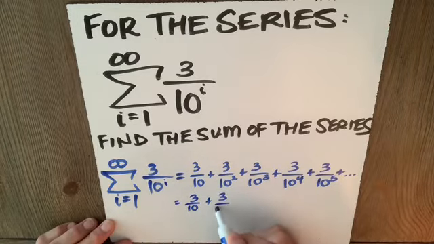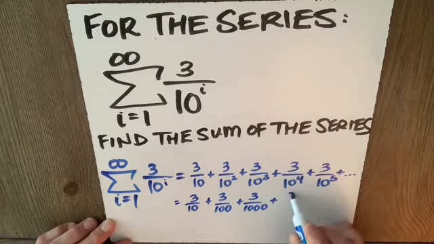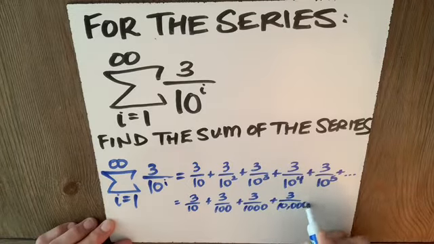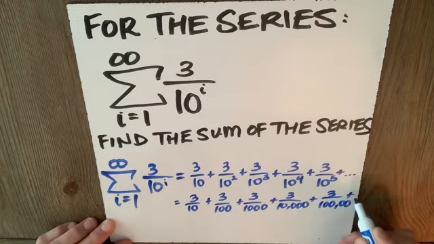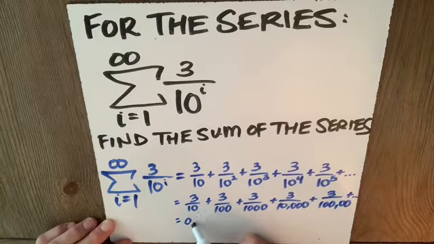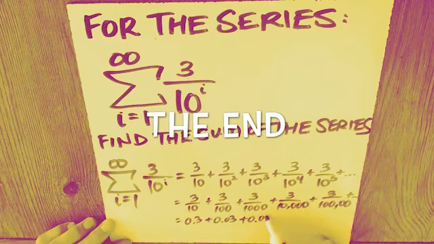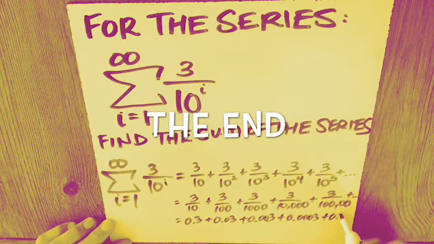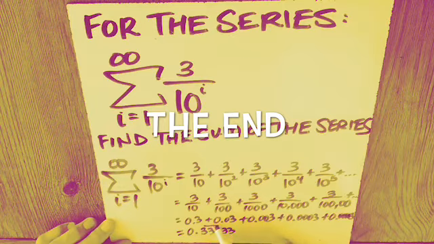which will be 3 over 10 plus 3 over 100 plus 3 over 1,000 plus 3 over 10,000 plus 3 over 100,000, and on we go, plus dot, dot, dot, which gives us 0.3 plus 0.03 plus 0.003 plus 0.0003 plus 0.00003, which of course will be 0.33333, etc., which gives us exactly 1/3.